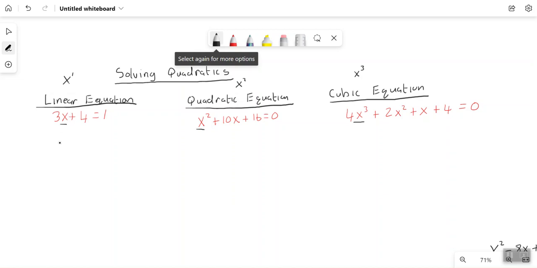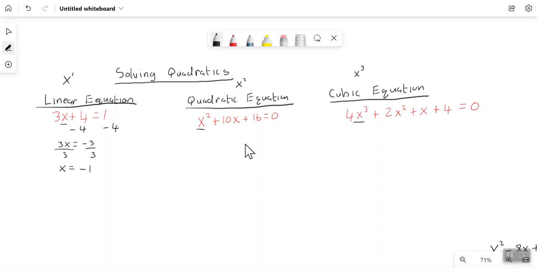Basically, what we would do is minus 4 from both sides. That leaves us with 3x is equal to minus 3, and then we divide both sides by 3. Sorry, I should say we divide both sides by 3, and they will cancel out. That leaves us with x is equal to minus 3 divided by 3, which is minus 1. So that's solving for x. When we're solving, we're working out what the value of x actually is.